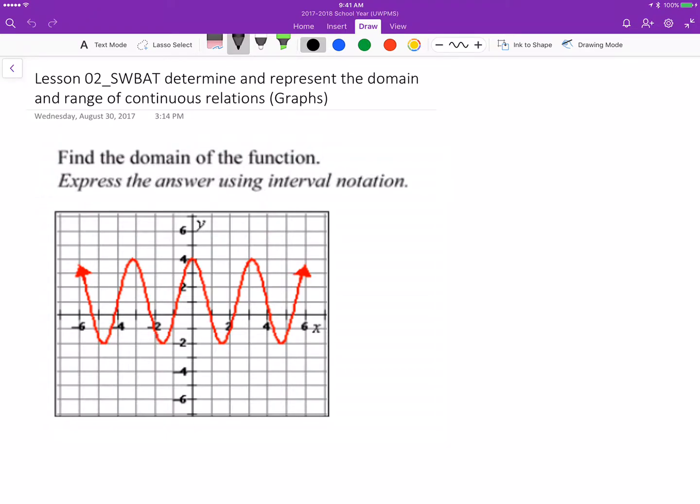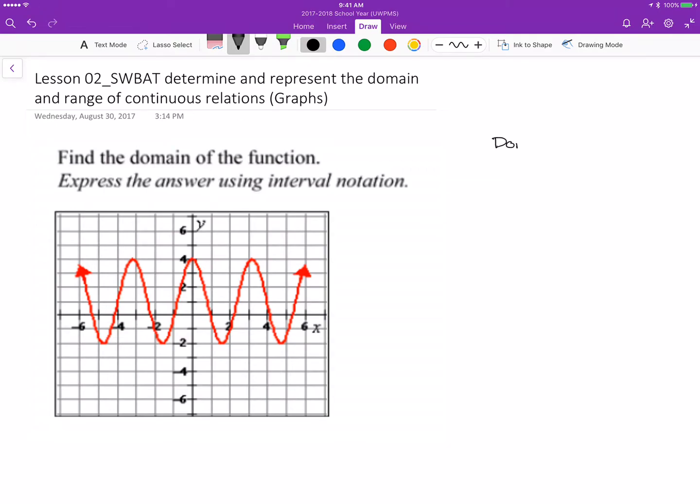Okay, so now we're going to determine and represent the domain and range in relationships and functions. In this case, we're going to first look at graphs. But before we move forward, let's go ahead and define again what the domain and range are.